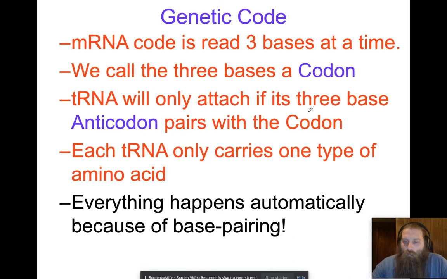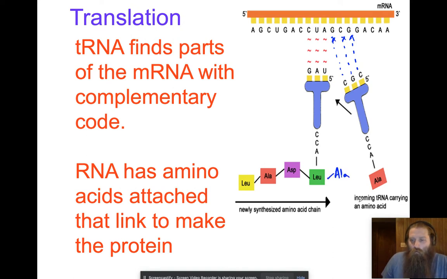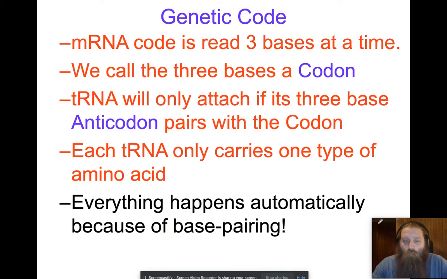So everything's going to happen automatically because of this base pairing that's occurring. So these things are going to match up, and so boom, leucine is the 4th amino acid in the chain. Next, we're going to get GCG, so we're going to have C to G, G to C, and C to G. These are going to line up right there. And so now the next thing will be alanine, and that will be the 5th amino acid in the chain, and so on and so forth, building out your protein chain one amino acid at a time.